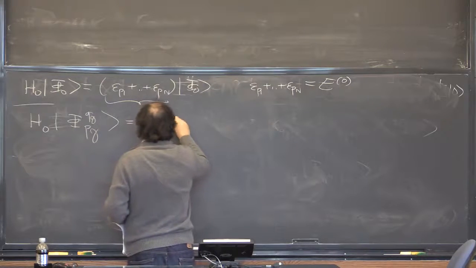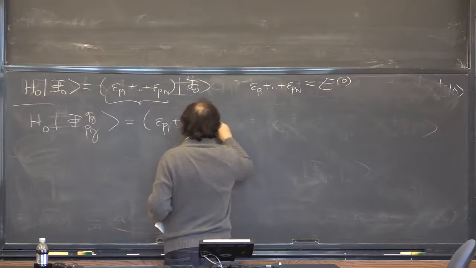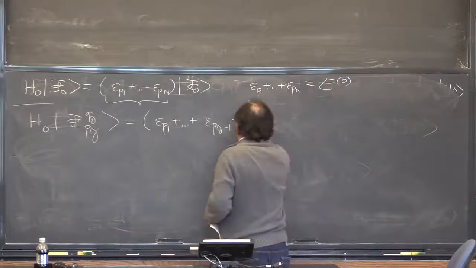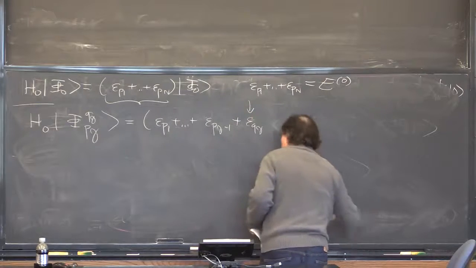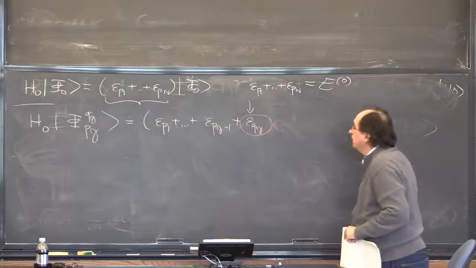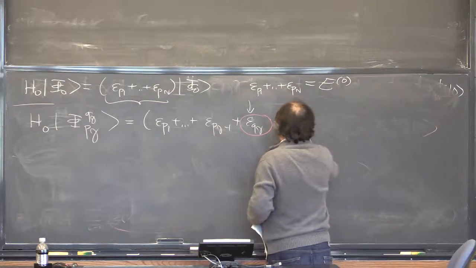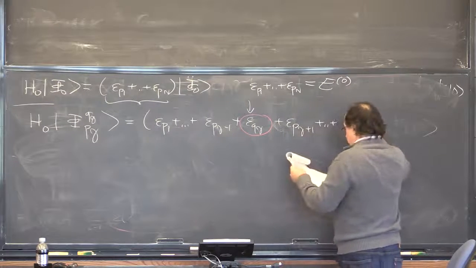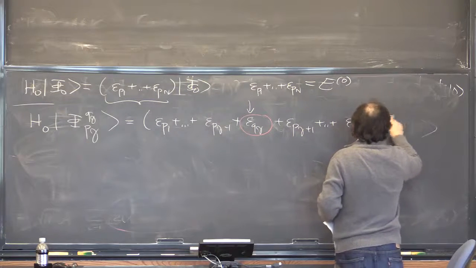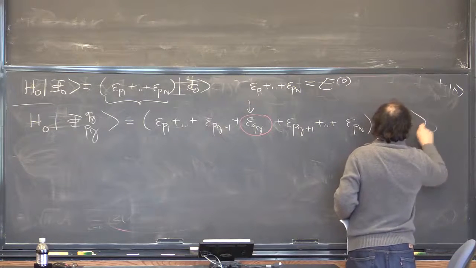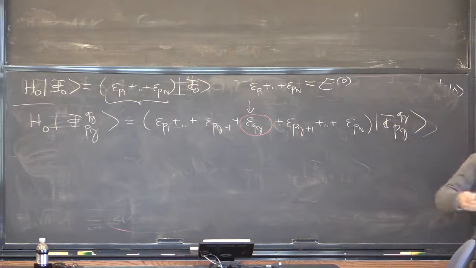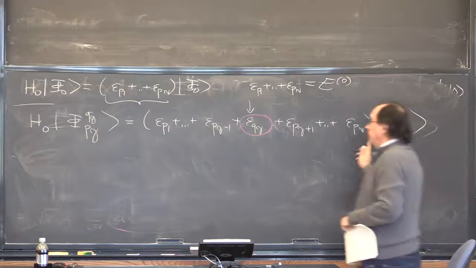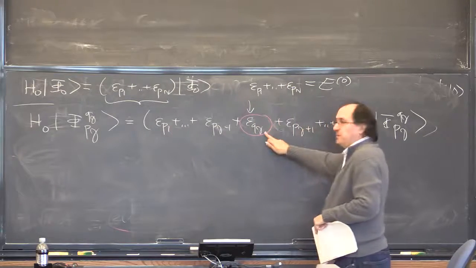So it's going to be epsilon P1 plus epsilon P gamma minus one. And now where P gamma was, you will have epsilon Q gamma, okay? That's the replacement that we have in our determinant, plus epsilon P gamma plus one, plus then all the rest of them, epsilon Pn, times our determinant. We already know this, because we just proved that the energy corresponding to the determinant is simply the sum of spin orbital energies. I just replace P gamma here by Q gamma.